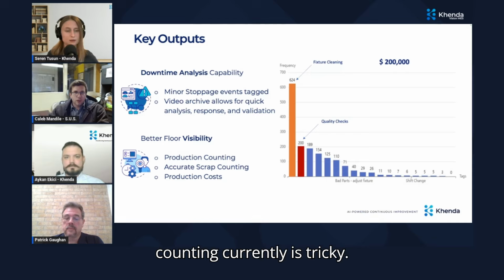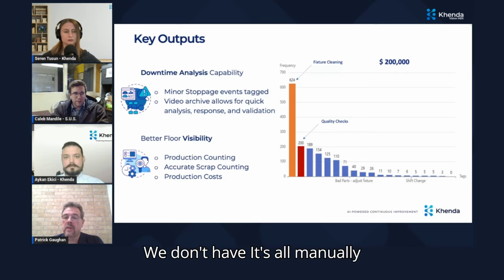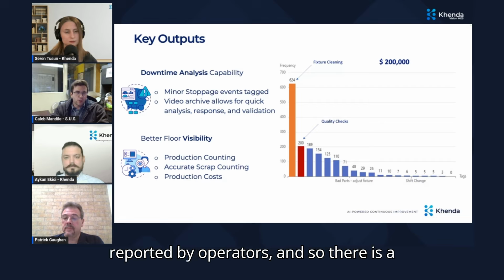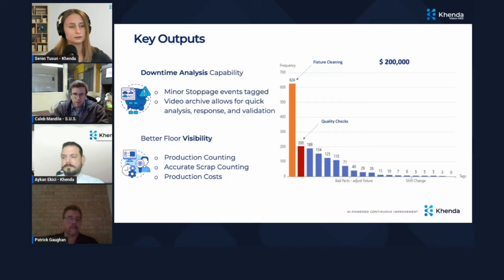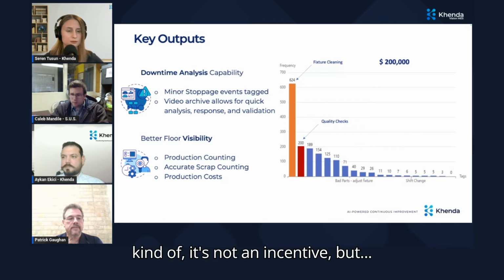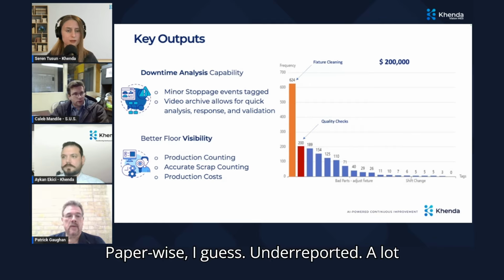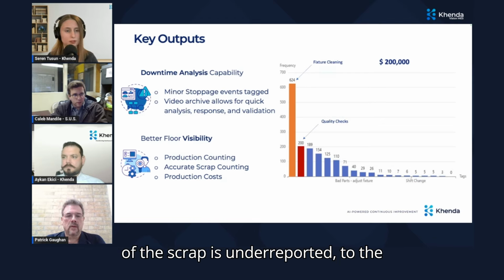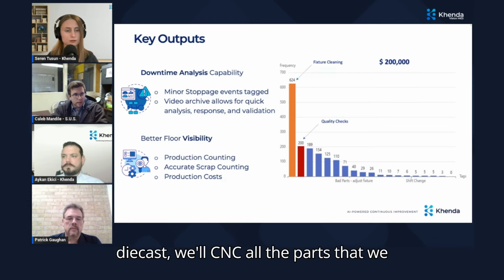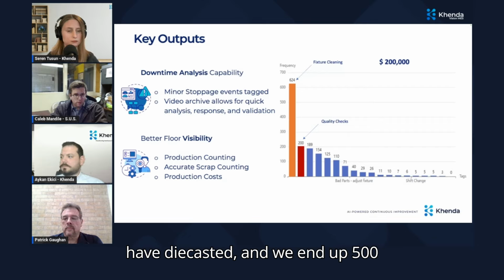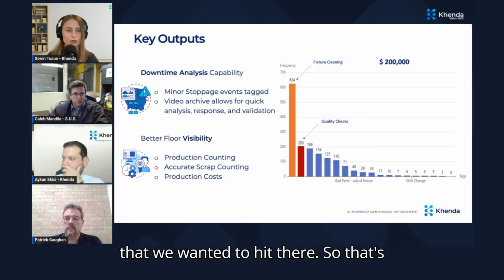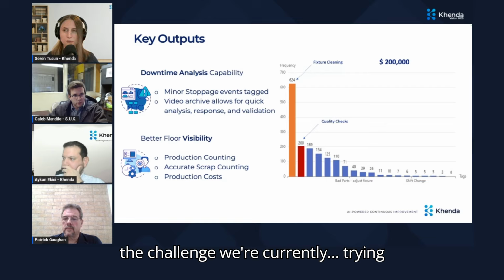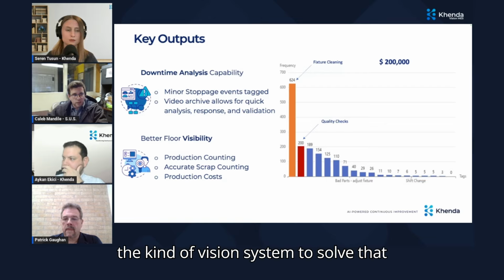Our scrap counting currently is tricky. It's all manually reported by operators, and there's no incentive, paper-wise, I guess, right? A lot of the scrap is underreported, to the point where we'll finish production in die-cast, we'll CNC all the parts that we have die-casted, and we end up 500 parts short of the production numbers that we wanted to hit. So that's the challenge we're currently trying to solve.